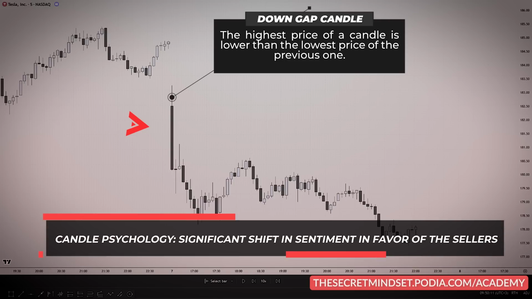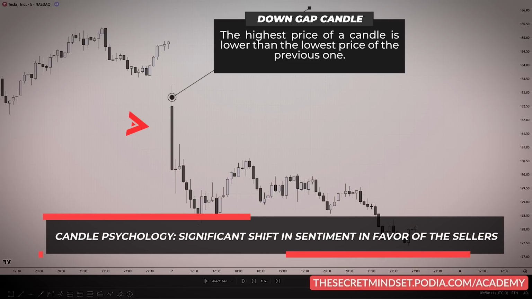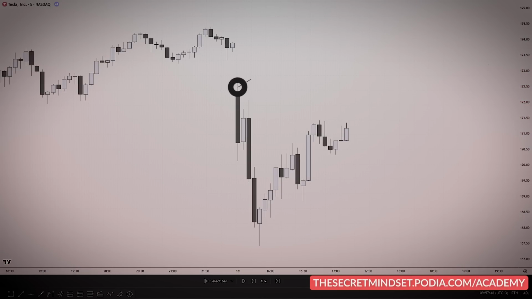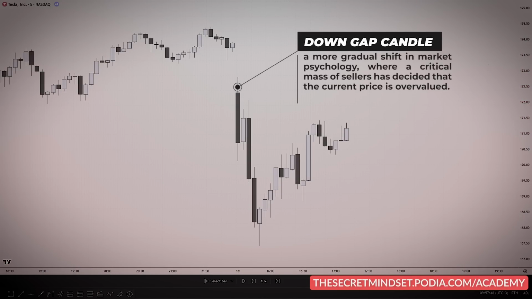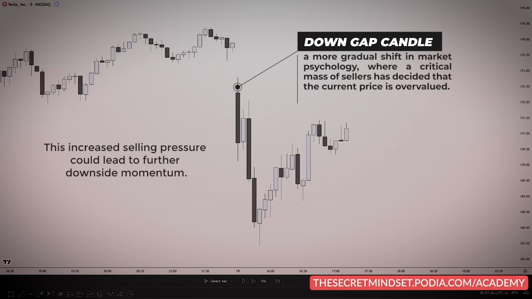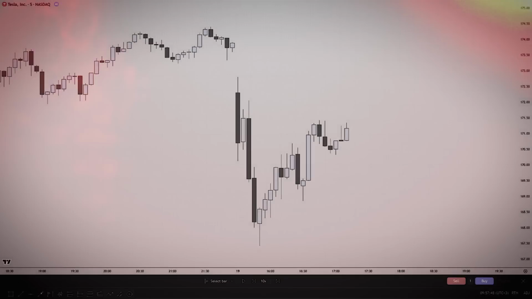Psychologically, this suggests a significant shift in sentiment in favor of the sellers. Selling pressure has intensified dramatically to the point where buyers were unable to drive the price up to the level of the previous close. It could reflect a more gradual shift in market psychology, where a critical mass of sellers has decided that the current price is overvalued. This increased selling pressure could lead to further downside momentum.